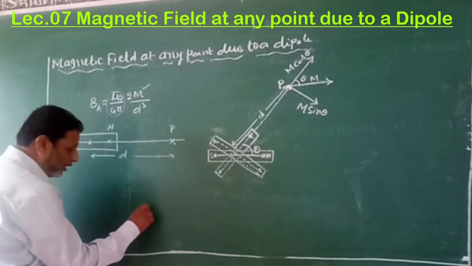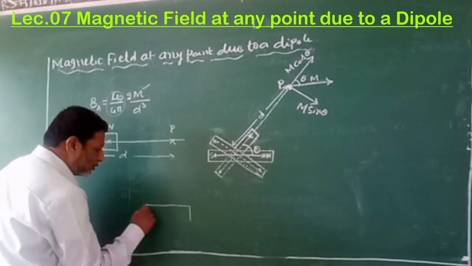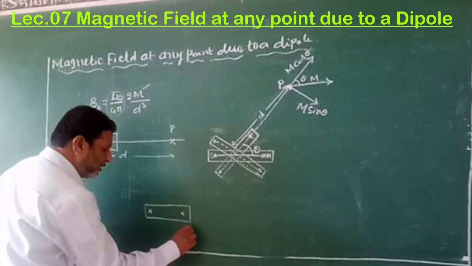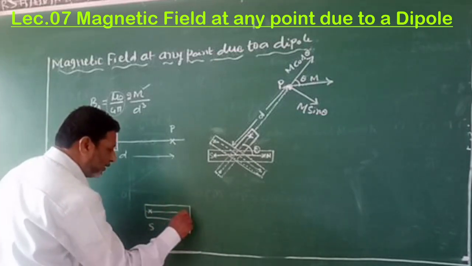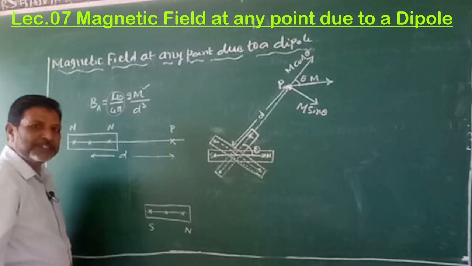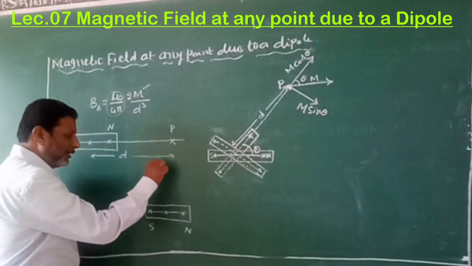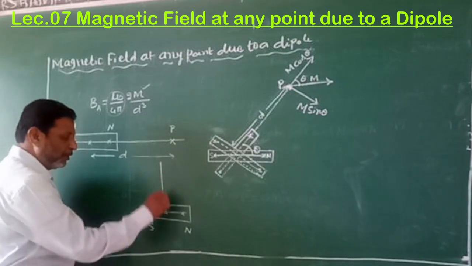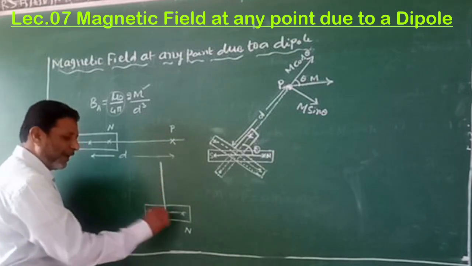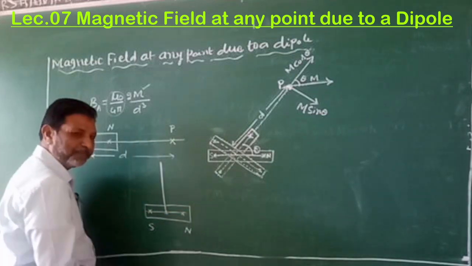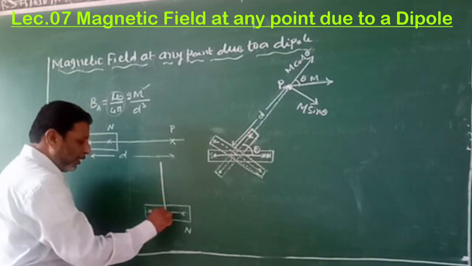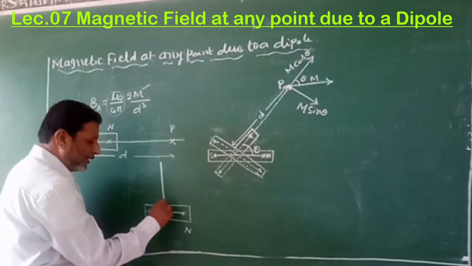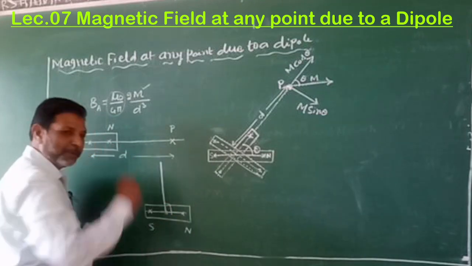Next, the equatorial line. Suppose this is a bar magnet, which is a dipole. This is the magnetic center. The equatorial line is the line passing through the center, perpendicular to the axial line. This is the axial line, and this is a line passing through the center and perpendicular to the axial line. This is called the equatorial line.